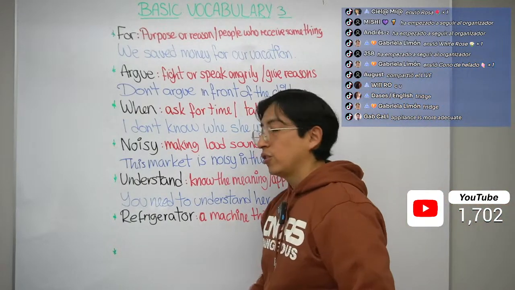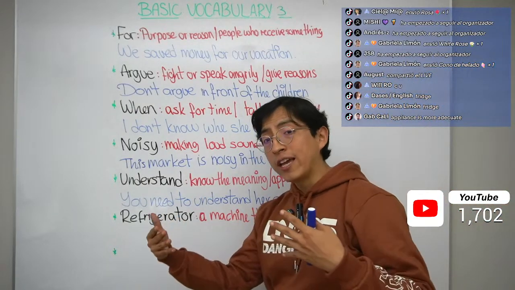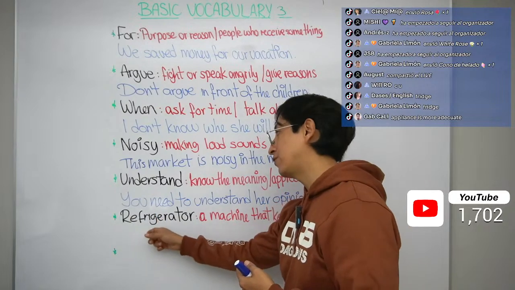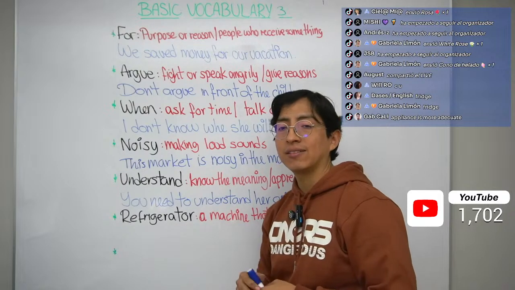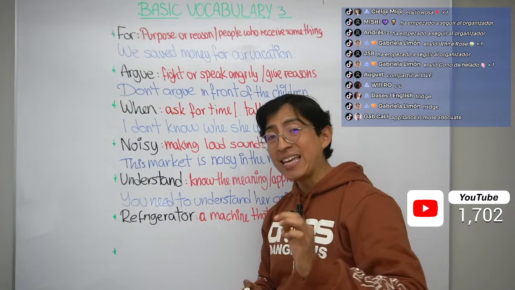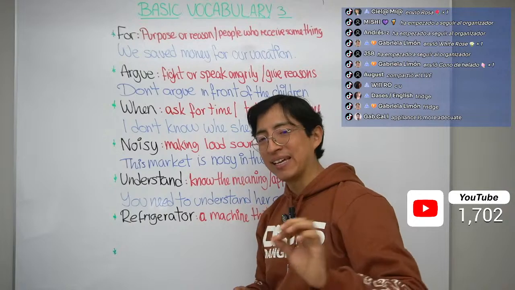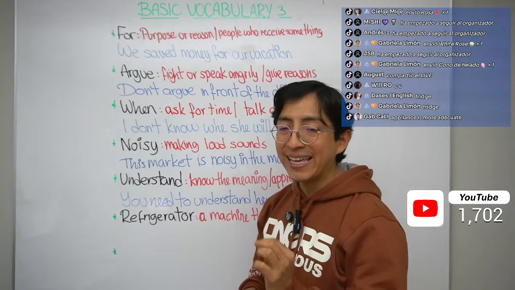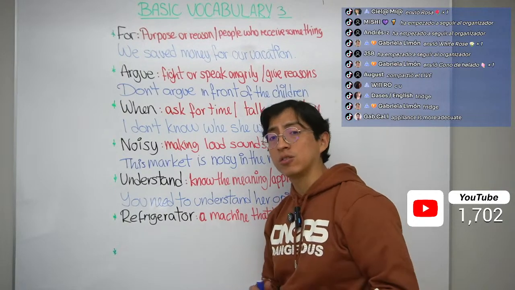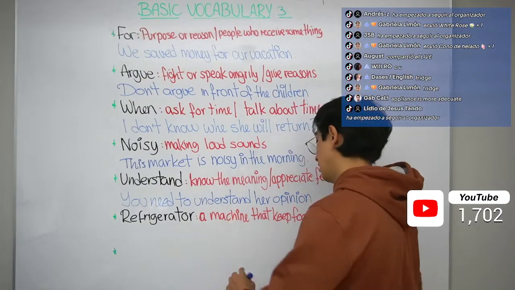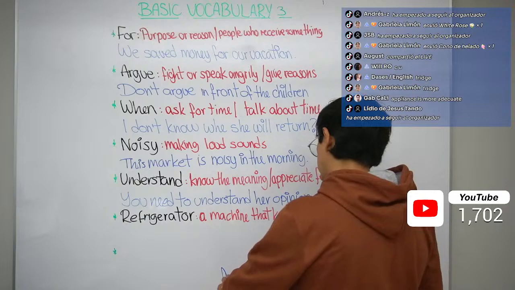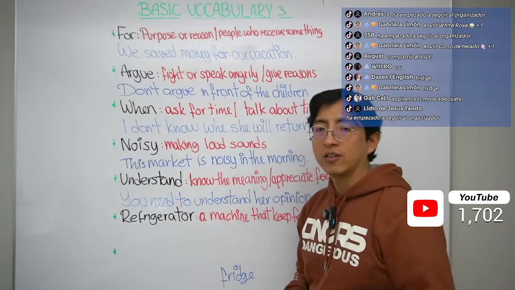You can use the full name. Refrigerator. It sounds like Terminator. Refrigerator. Or you can use the short name, which is fridge. This one is much more common. Fridge. You can use it too.